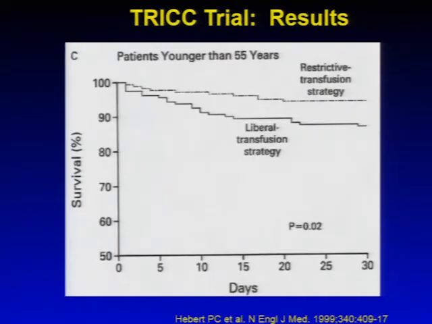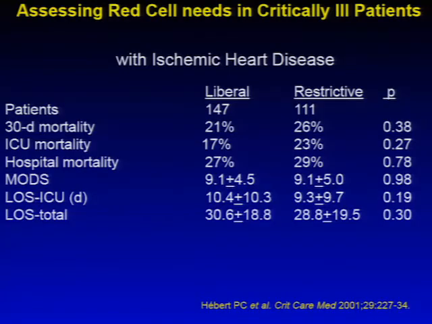Again, if you subdivide this for patients who are younger than 55 years, a similar statistically significant result is noticed. And again, with a p of 0.02, you can see the lower survival curve for the liberal transfusion. And again, liberal is defined by a transfusion trigger of 10 grams per deciliter hemoglobin, restrictive at 7.